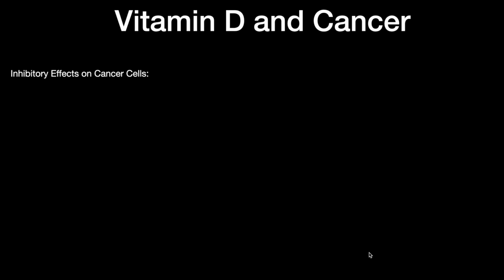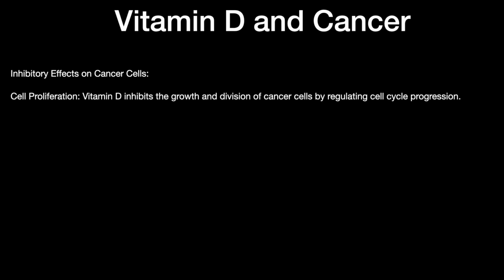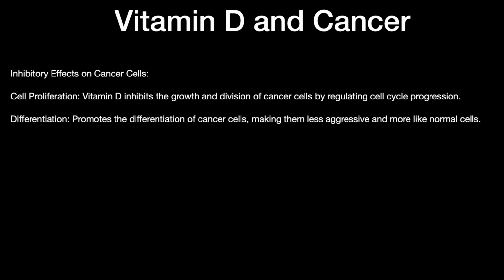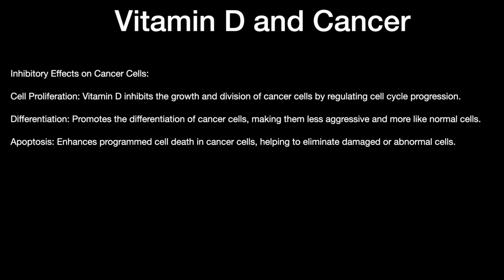It has got an inhibitory effect on the cancer cells. Cancer proliferation is inhibited by vitamin D, and the division of the cancer cells is reduced. Now, it promotes the differentiation of the cancer cells, making them less aggressive and more like the normal cell. It also causes apoptosis, that is, it enhances the programmed cell death of the cancer cells, helping eliminate them.